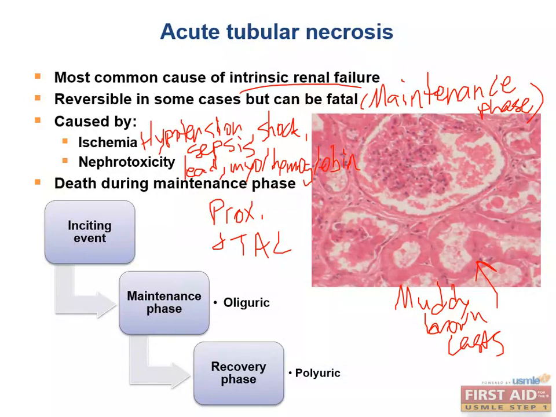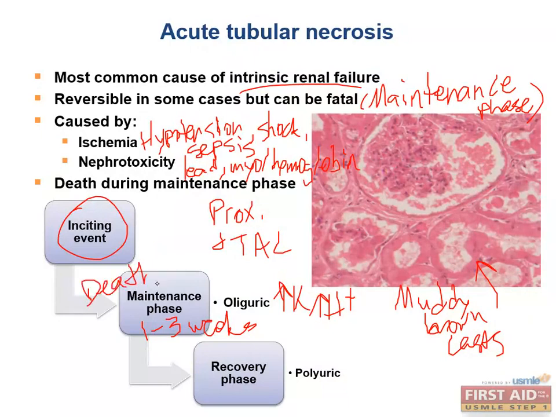So there's three phases of acute tubular necrosis. First is the inciting event, and this is followed by the maintenance phase, which usually lasts 1 to 3 weeks. This phase is oliguric, meaning the patient does not generate much urine. If this is the case, what will the patient be at risk for? They'll be at risk for hyperkalemia and metabolic acidosis, since potassium and hydrogen ions can't be excreted. And death most often occurs during the maintenance phase.